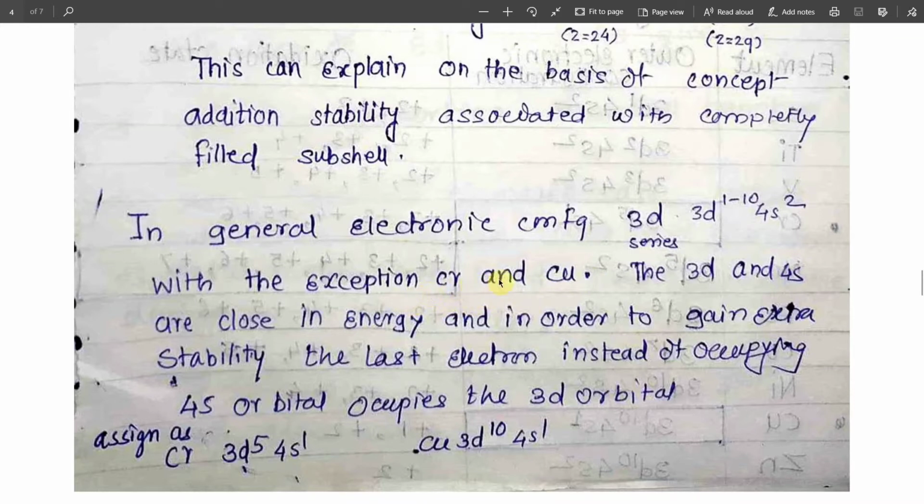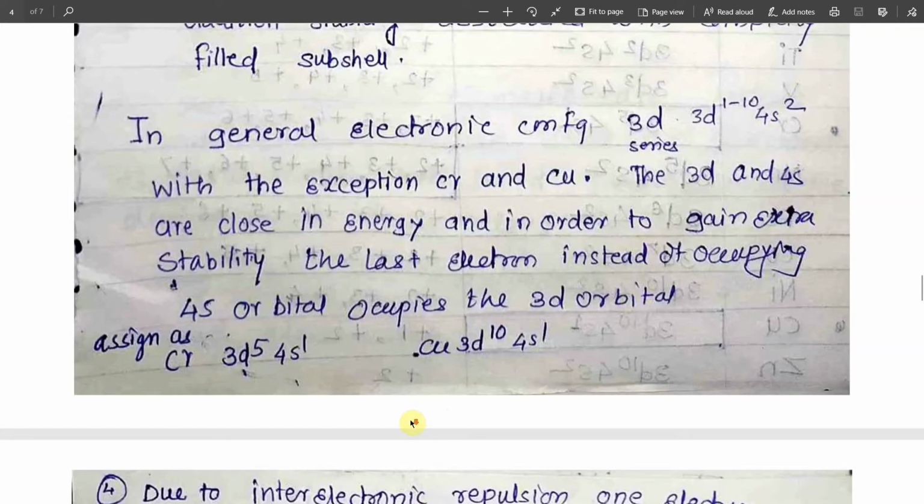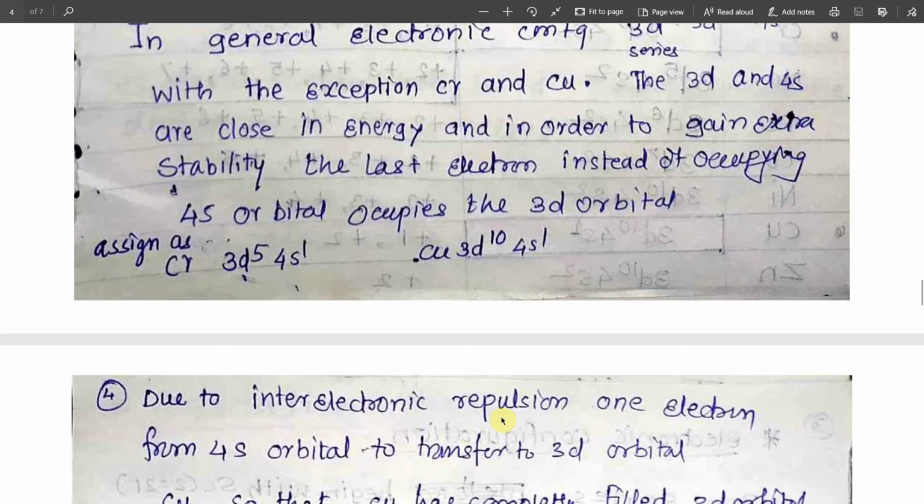Copper and chromium. You have to observe that the overall electronic configuration of scandium to zinc is different; chromium and copper are the exceptional cases. In the general electronic configuration, the 3d and 4s are close in energy, and in order to gain extra stability, the last electron, instead of occupying the 4s orbital, occupies the 3d orbital.